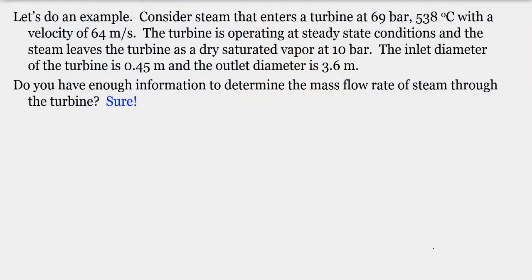To determine the mass flow rate of steam through the turbine. So the short answer is yes, of course you do. The longer answer is, of course, you need to draw your little system schematic and show that you have one entrance and one exit that's been described, okay? So we have some mass flow rate that's coming in and some mass flow rate that's coming out.